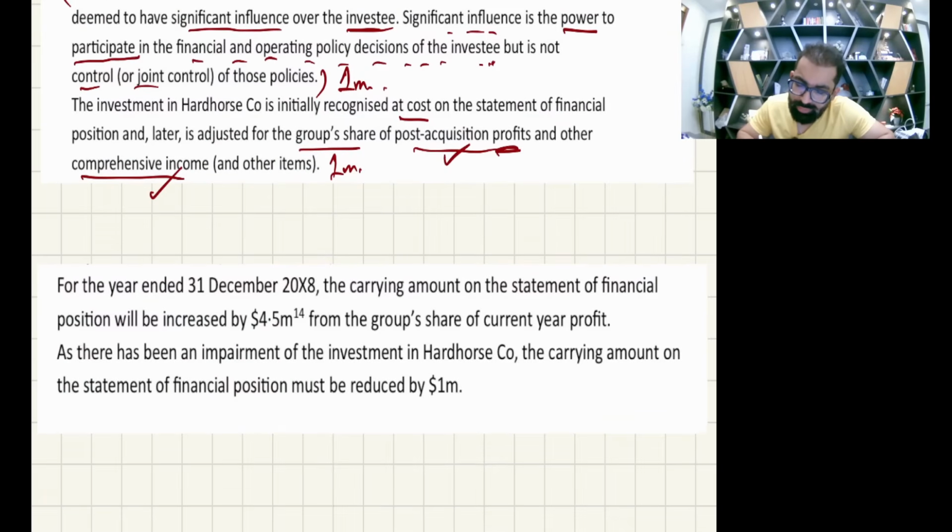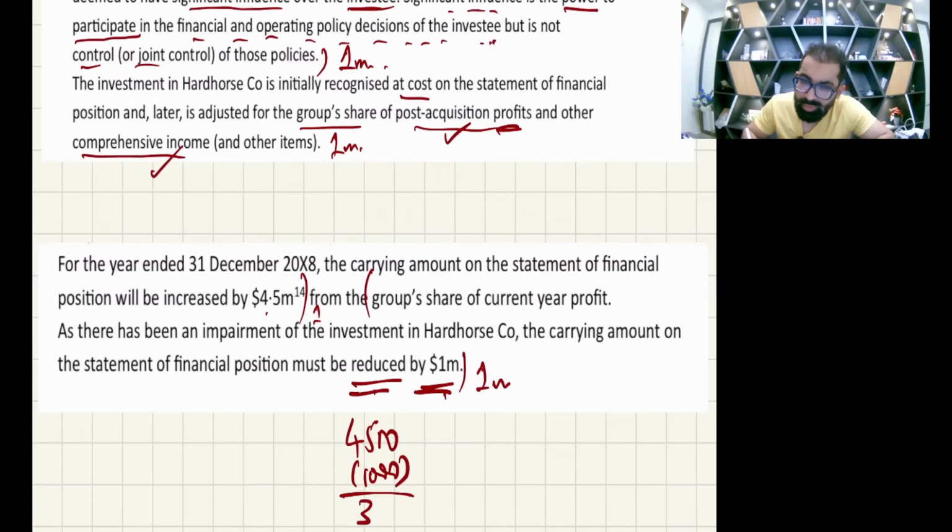For the year ended 31st December, the carrying amount of the state will be increased by 4.5 million. This is 1 mark, and then you will have one more mark for the impairment. Reduced by impairment, so 4.5 means 4500 less 1000. I have already explained the net amount of 3500.